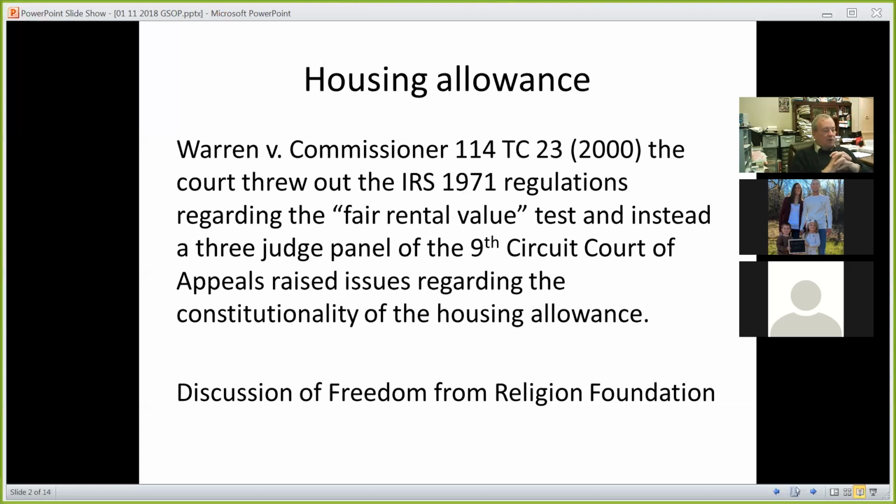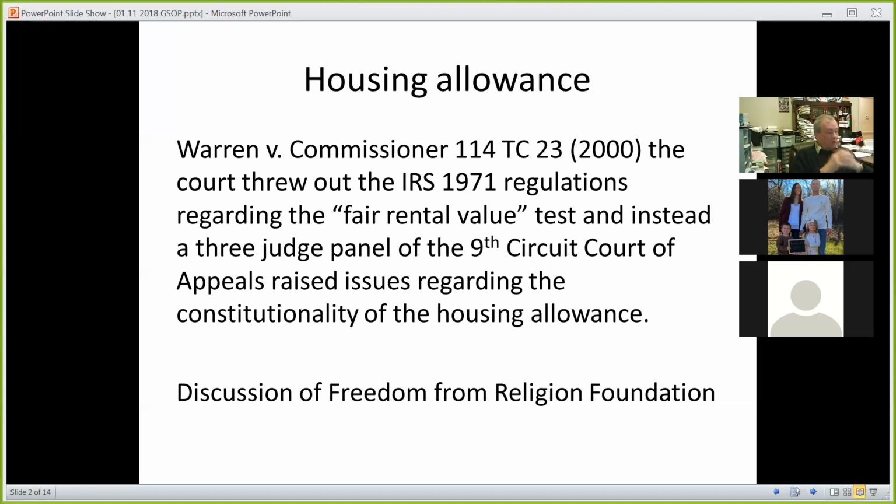Have either of you heard of the Freedom from Religion Foundation? I've heard of it. I don't know much about it. Okay. Yes. They're a company that's based out west, Wyoming or Minnesota or somewhere out west. They have filed a variety of suits, and you can go to their website, frf.org or something like that. I forget exactly what their website is.